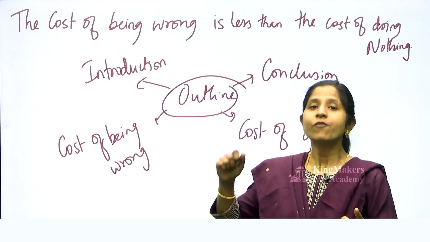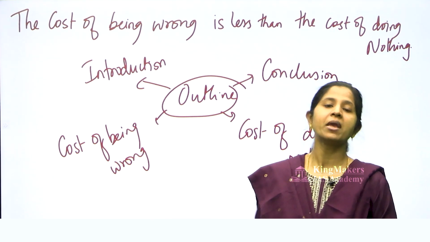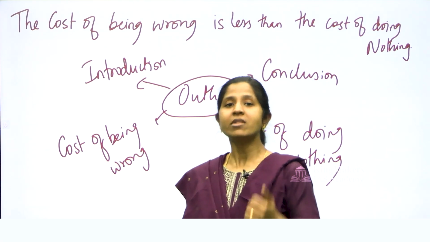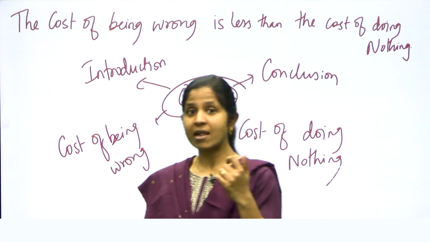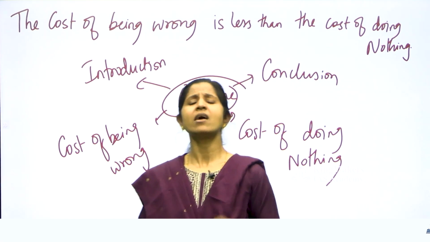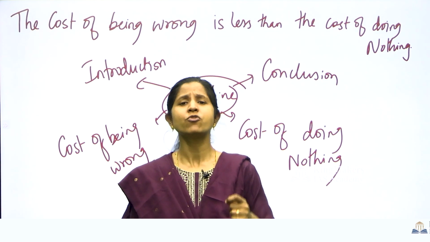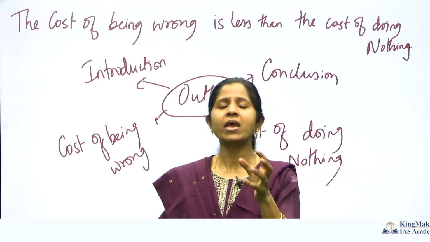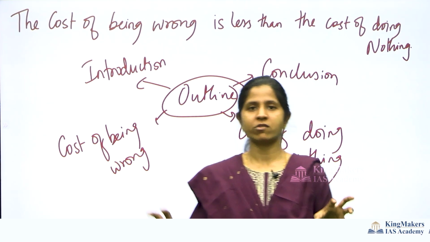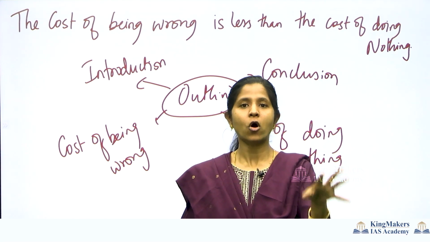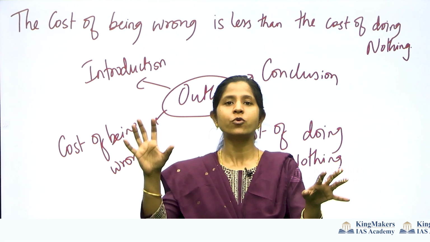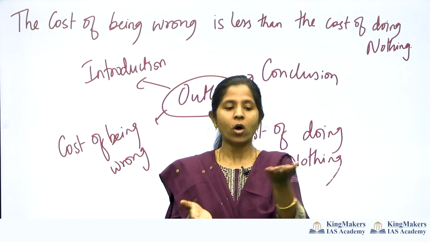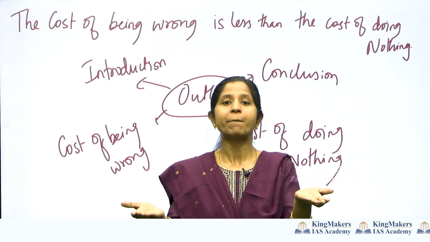With this, we will now discuss the topic: the cost of being wrong is less than the cost of doing nothing. This is the question that was in the last part of the essay. It is the last question, but you should not miss it, because it straight away gives you a two-part question. One is the cost of being wrong, and the second is the cost of doing nothing.